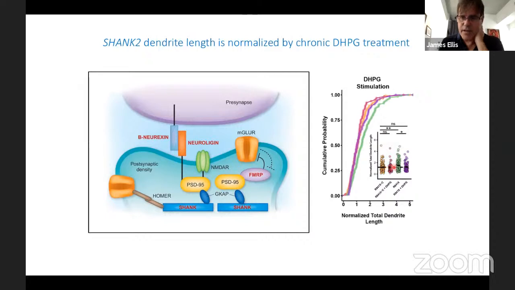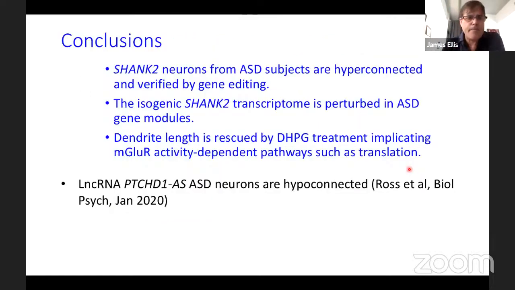This is on total dendrite length. The point mutation again has longer dendrites. And when we treat with DHPG for 5 weeks, now the length phenotype is corrected. And this is in a situation where the mGluR receptors are presumably active and more abundant. So the conclusions from this SHANK2 work is that SHANK2 neurons from ASD subjects are hyperconnected, and this was verified by gene editing. The isogenic SHANK2 transcriptome is perturbed in these ASD gene modules, and dendrite length is rescued by DHPG treatment, implicating this mGluR activity-dependent pathways.